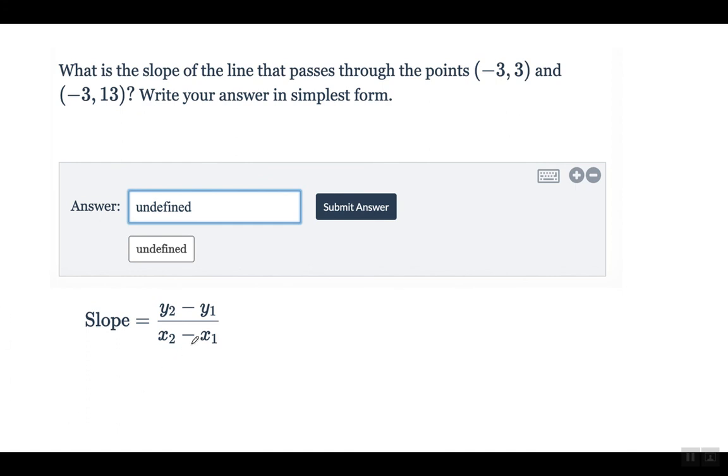I did take a picture of it. I forgot to delete the previous slide. So for this answer, I had to press this button and it writes undefined for me.